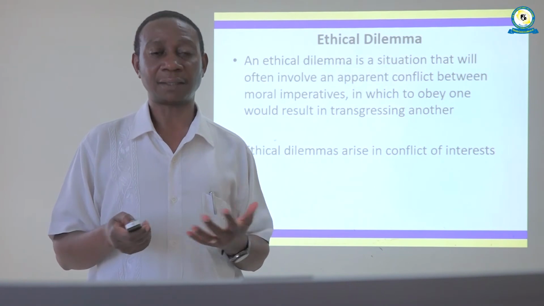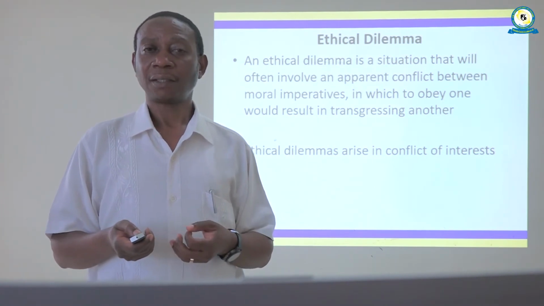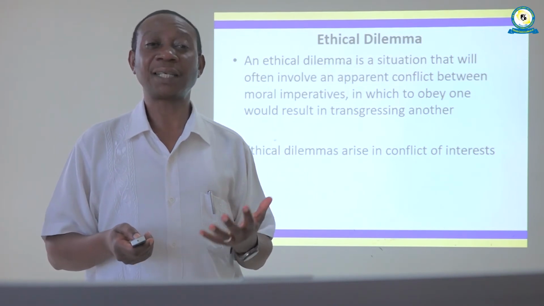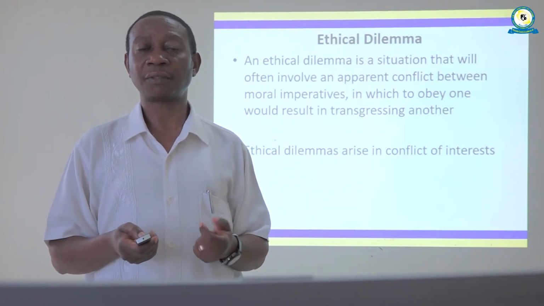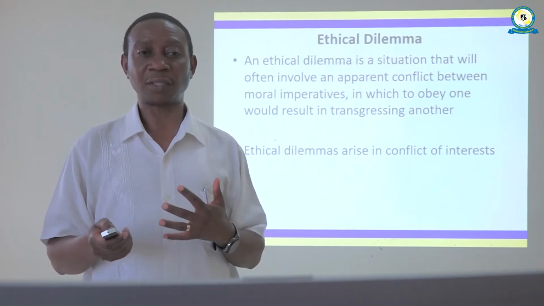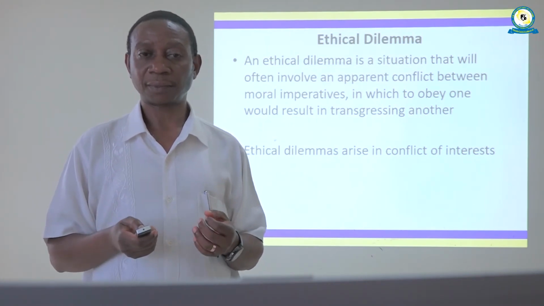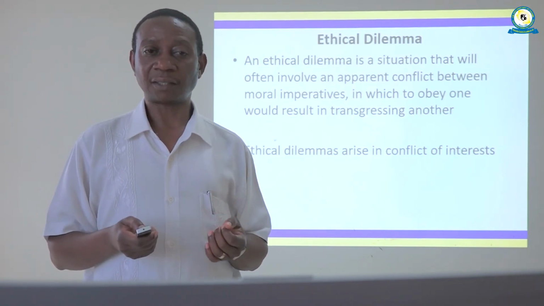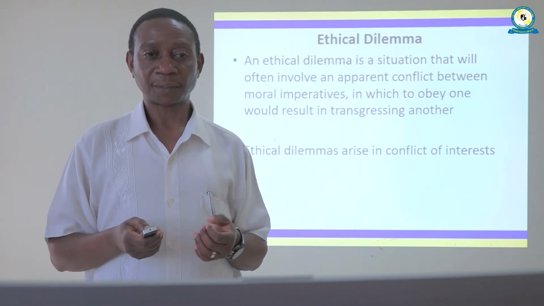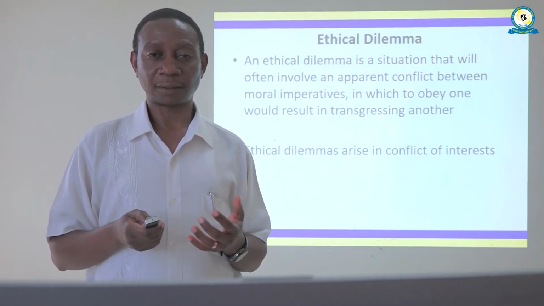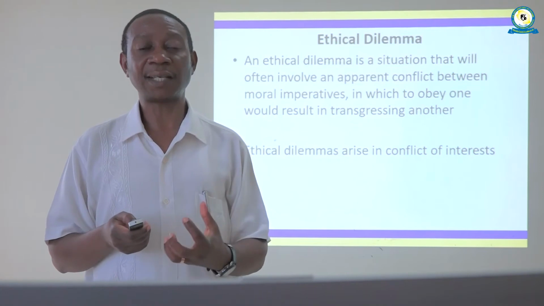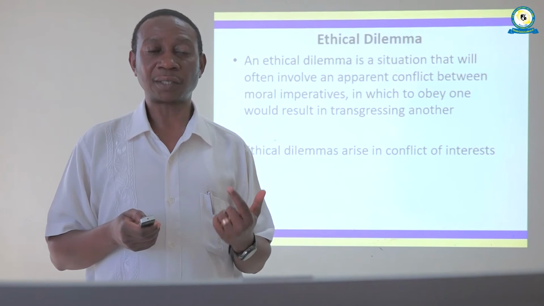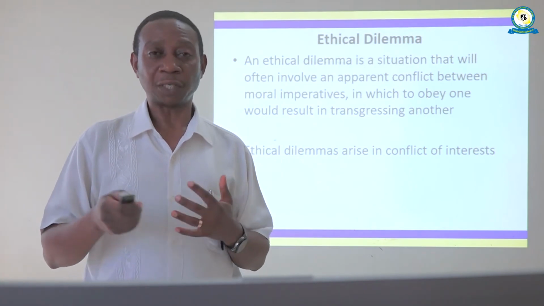What is dilemma from a social perspective? Dilemma, we say, is a situation that will often involve an apparent conflict between moral imperatives, in which to obey one will result in transgressing another. This is a conflict. We need to decide. There are challenges that make you stuck. You cannot decide because who will benefit?